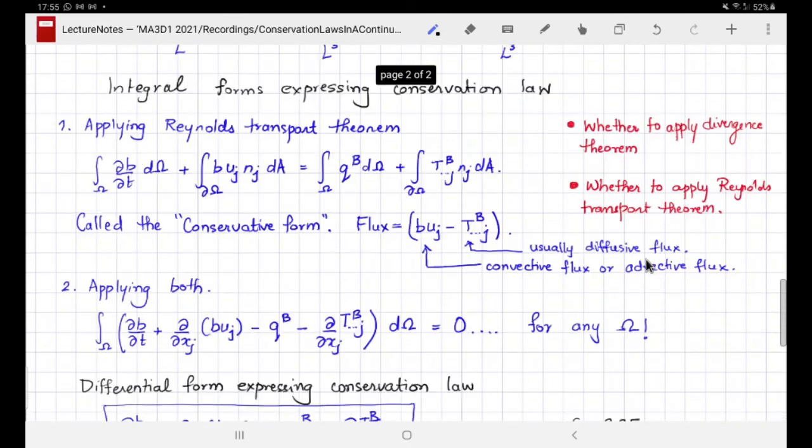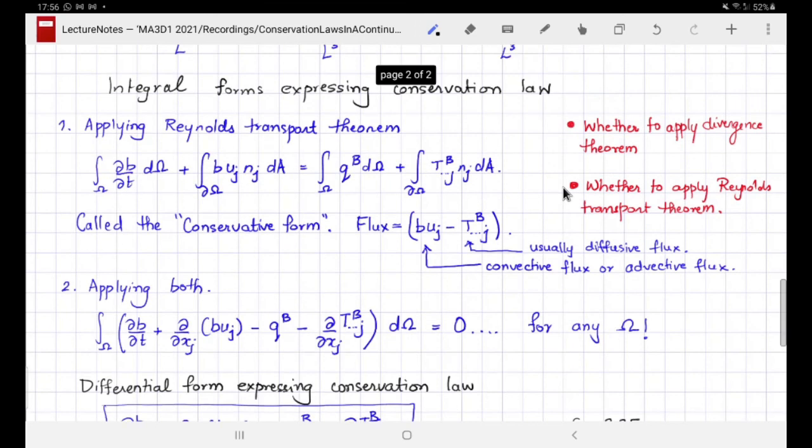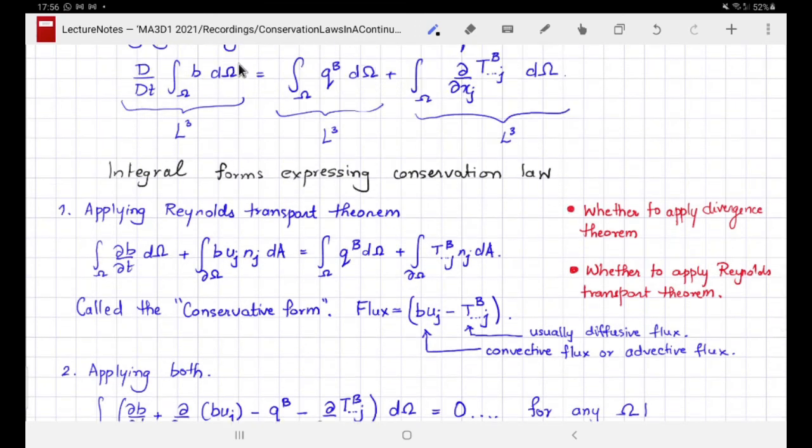The statement appears in different forms, an integral form and also a differential form. In the integral form, the conservation law is written in terms of integrals over various quantities. The different forms in which it appears arise from certain decisions that the user has to make. Whether you apply the divergence theorem to the surface source term. And the second decision is whether to apply the Reynolds transport theorem to the left-hand side, the rate of change of the total amount of B inside the volume, following the volume.